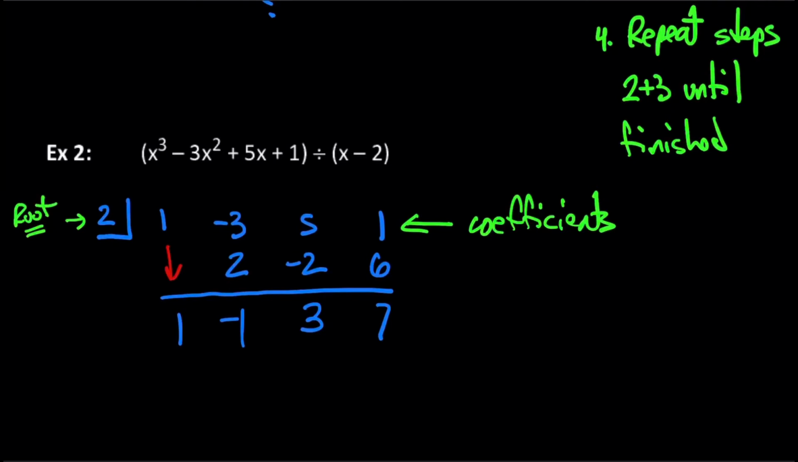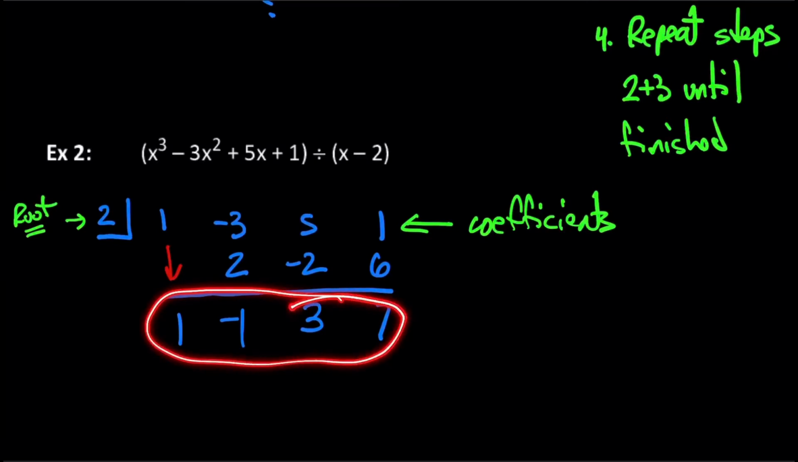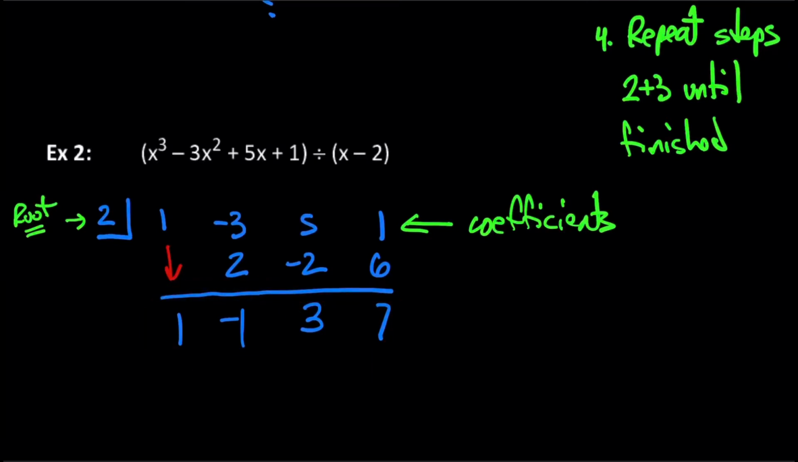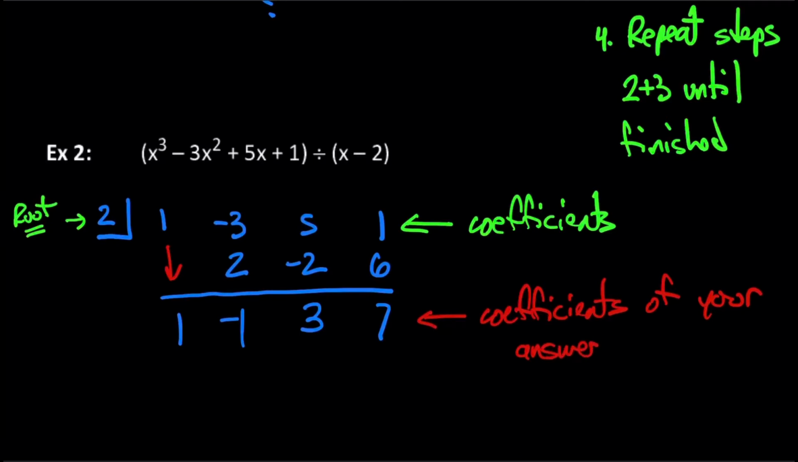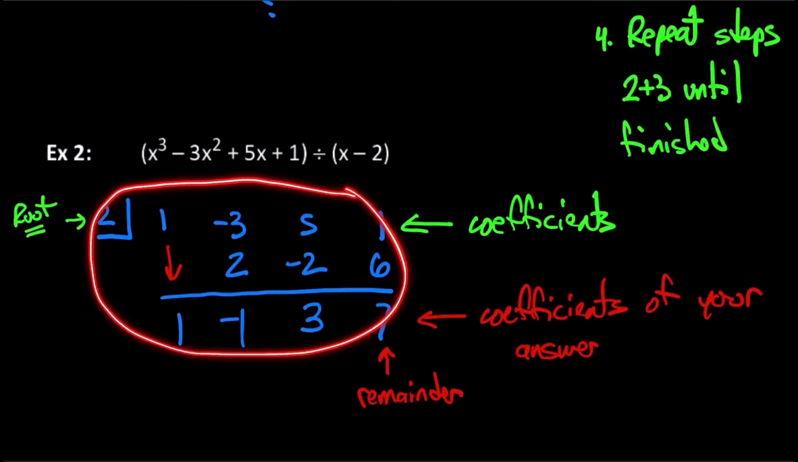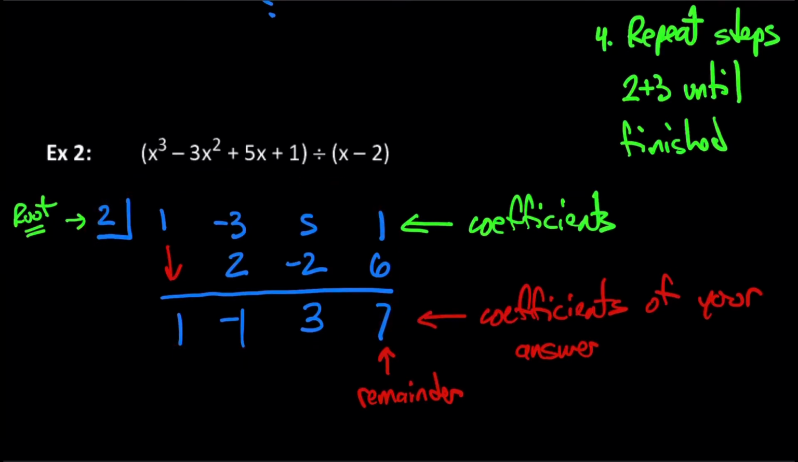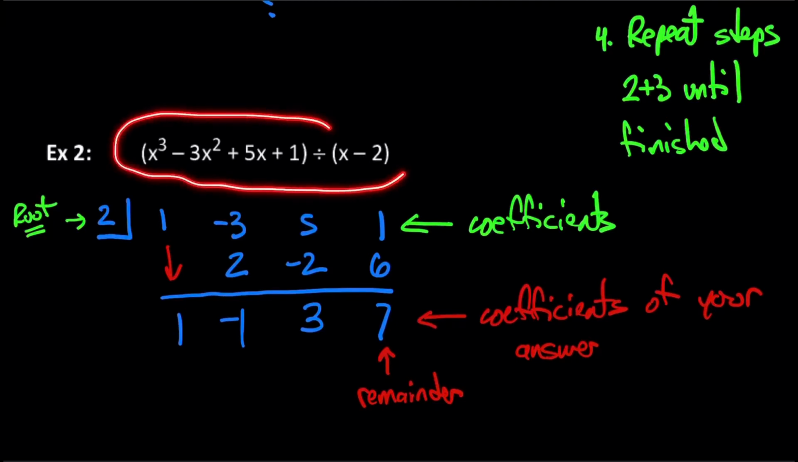Okay, well, what's left underneath? What do these numbers now represent? These numbers here represent the coefficients of your answer. And the last one is the remainder. So the process of synthetic division is a piece of cake. Bring down, multiply, add, multiply, add, multiply, add until you're done. Understanding what the question asks for is a little bit more challenging.